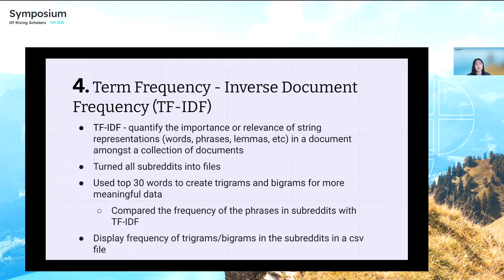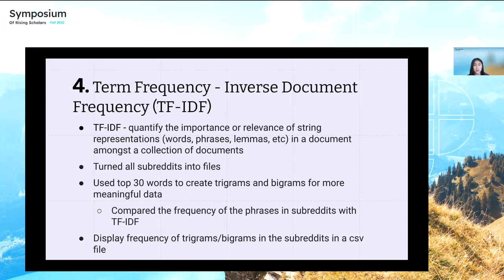TF-IDF stands for term frequency inverse document frequency, and it is a tool that quantifies the importance or relevance of string representations in a document amongst a collection of documents. I first grouped all of the posts into their subreddits, and then I turned those subreddits into files. Then I used the top 30 words that I found previously to create trigrams and bigrams for more meaningful data. Trigrams and bigrams are just phrases with three or two words in them.